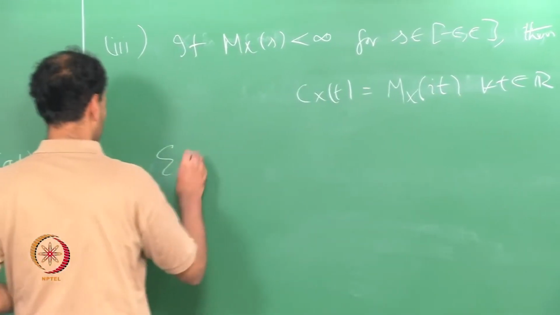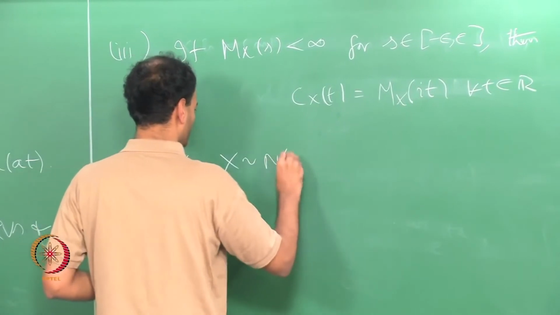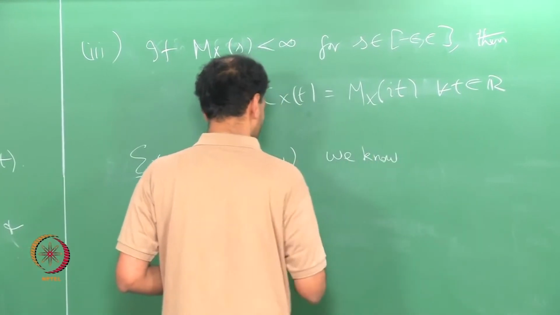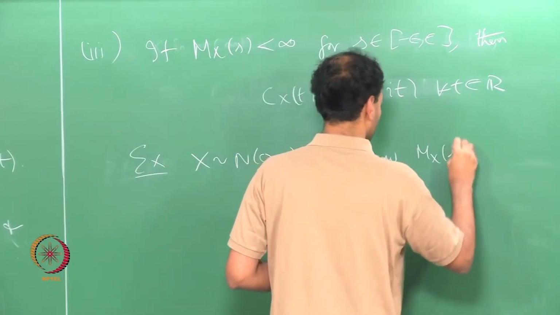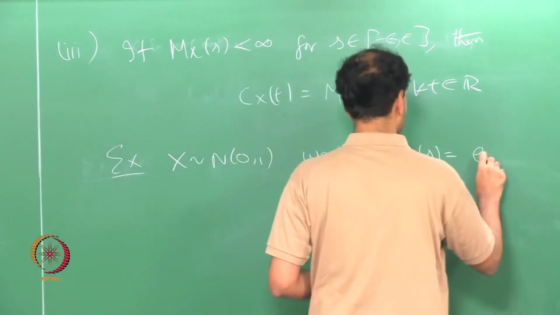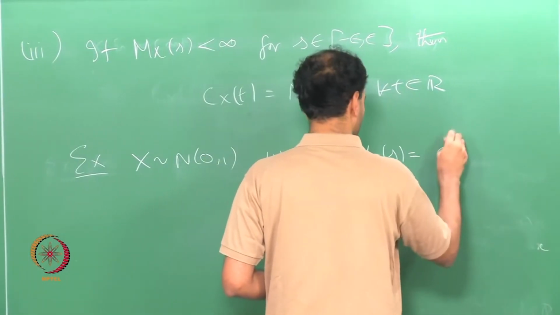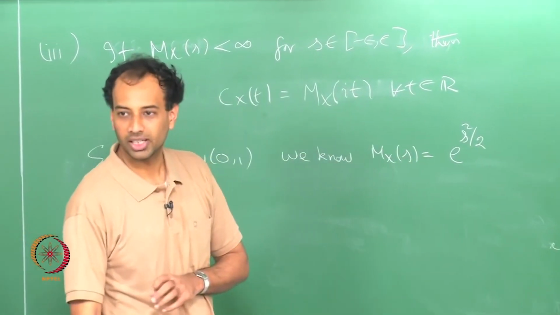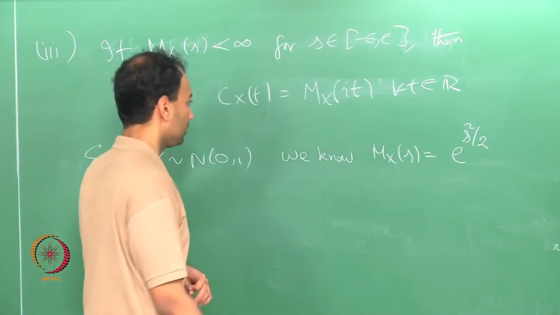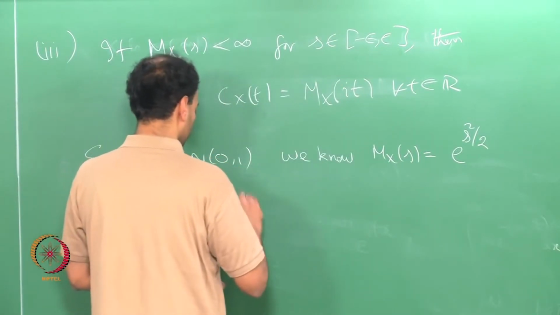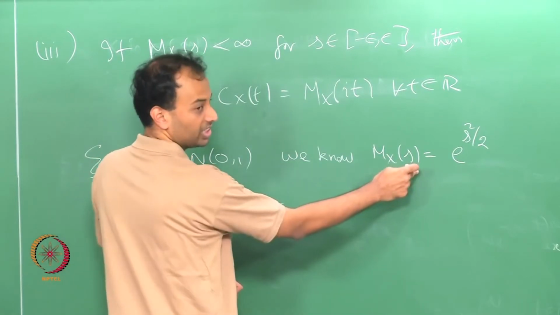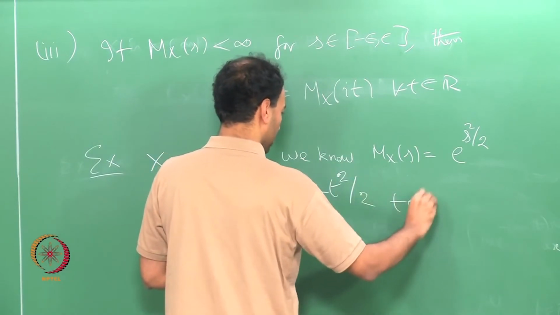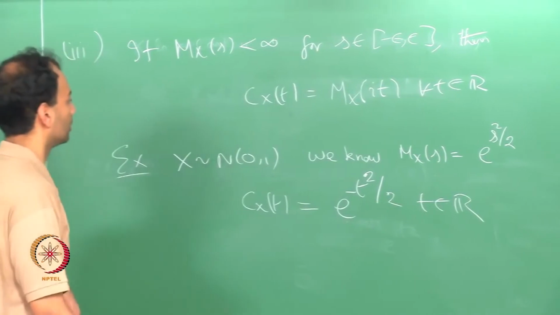So if you have x is normal 0 1, we know M x of s is equal to e power s squared over 2, and this is true for all s in the complex plane. So C x of t will be equal to M x of i t, which will be equal to e power minus t squared over 2, for all t belonging to R.